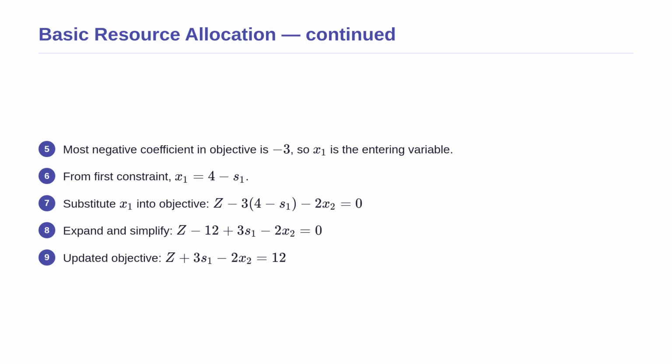Continuing with our setup, we look at our rearranged objective function. The -3 is the most negative coefficient, meaning producing x1 gives us the biggest immediate jump in profit, so x1 becomes our entering variable. We rearrange our first constraint to solve for x1, giving us 4 minus S1. The reasoning here is to see how x1 behaves relative to the slack. We then substitute this expression back into our objective function. By expanding and simplifying, we mathematically update our profit equation to reflect that we are now producing 4 units of the first product, bringing our current profit to 12.